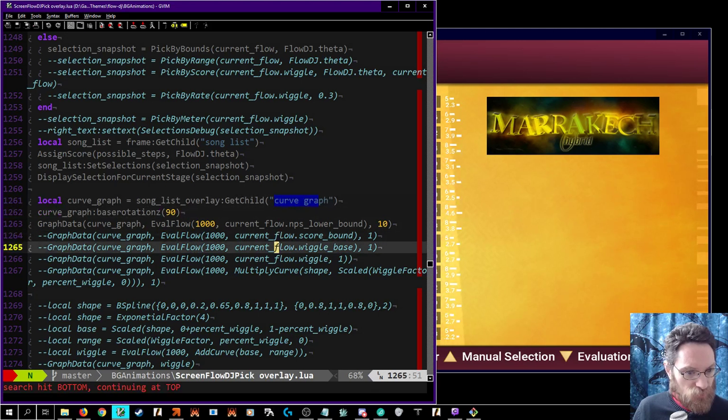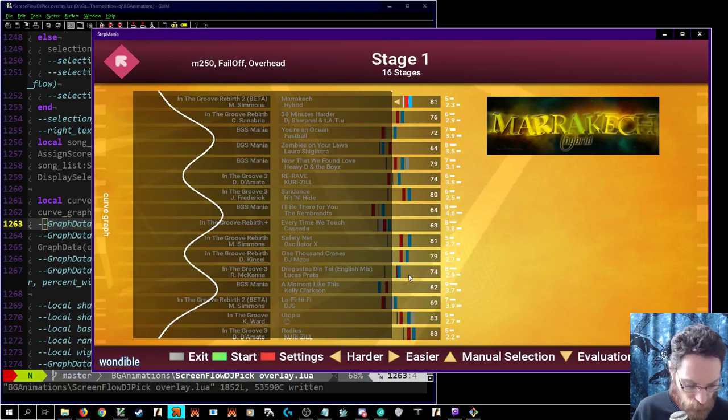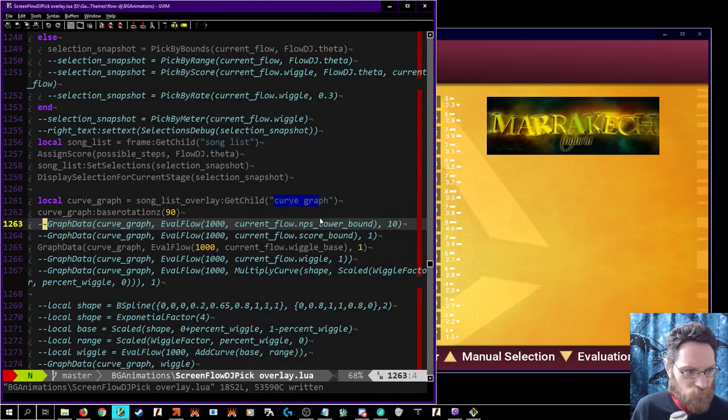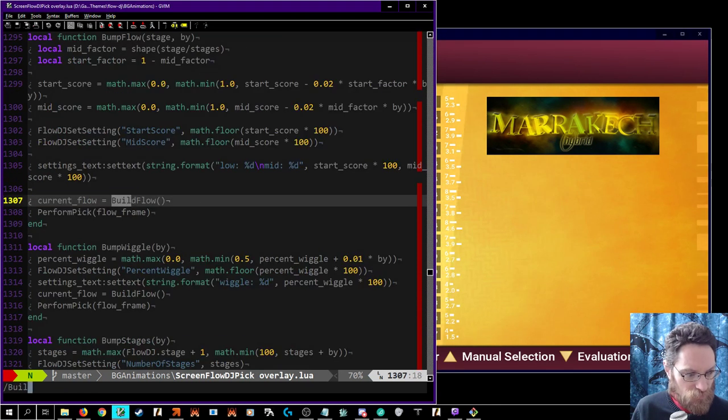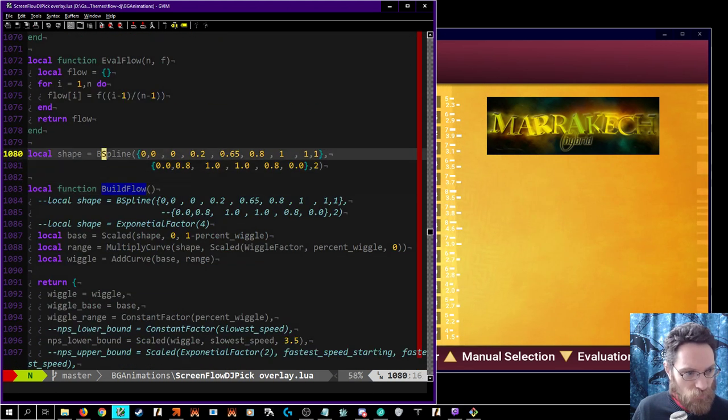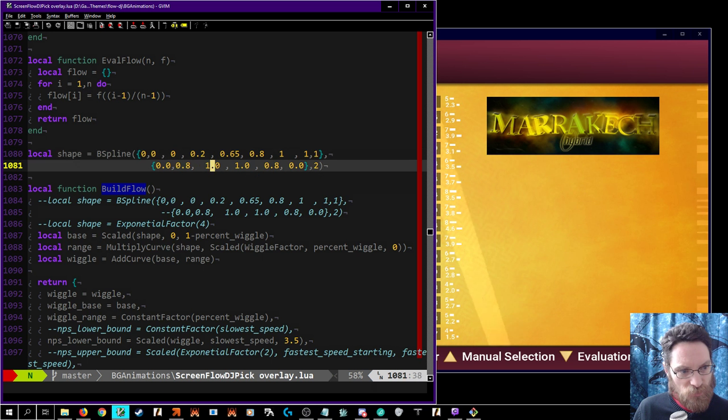Curve graph. So, what was wiggle base is my baseline curve, which was feeling. I wasn't feeling this effect much in the song selection. So now I can modify this and have it represented there. So how did this work? That is the percentage across, this is the percentage there.